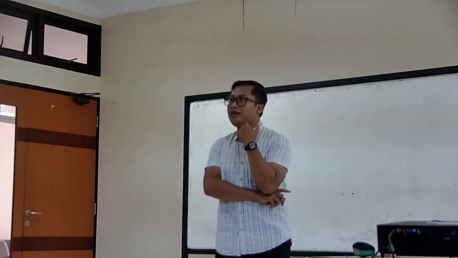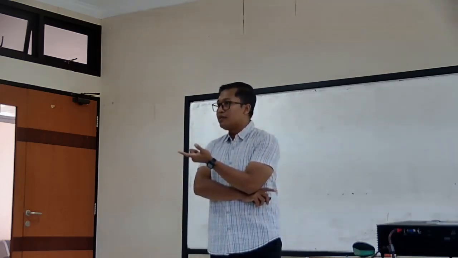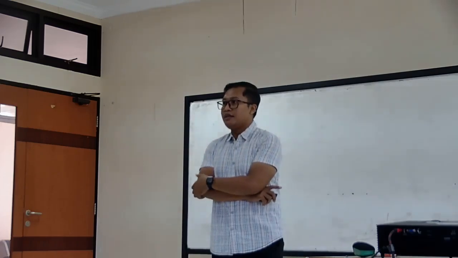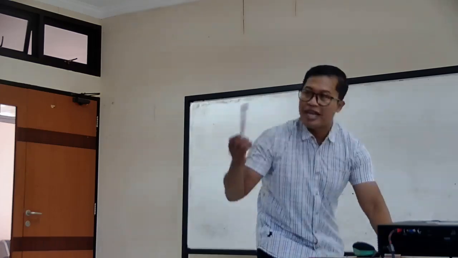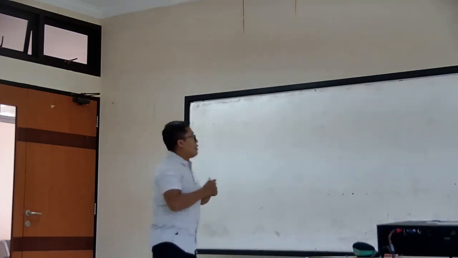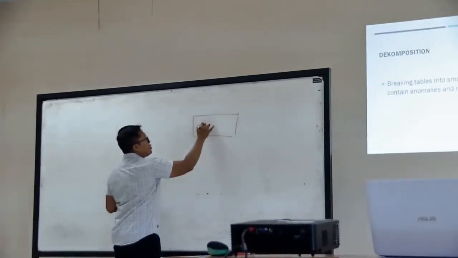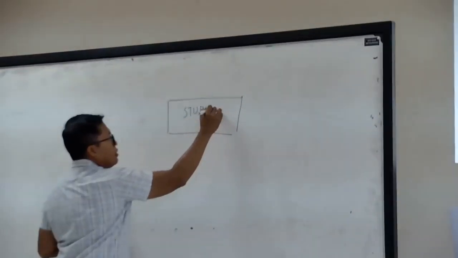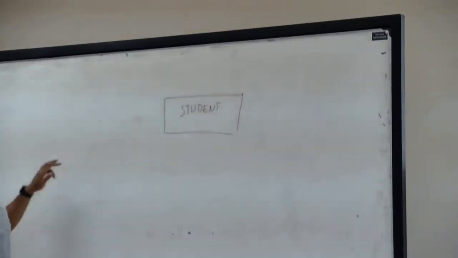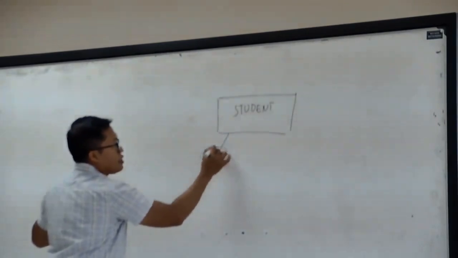No one? Okay, maybe I have some example. The first one is maybe if we have an entity like a student or maybe a college. Oh, sorry, I need to draw it first. We have an entity called student, maybe. Okay, so we will have several attributes.